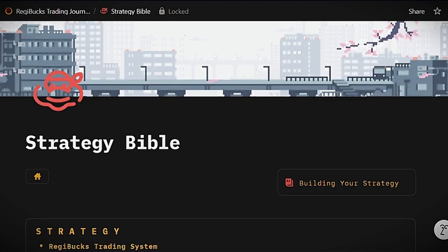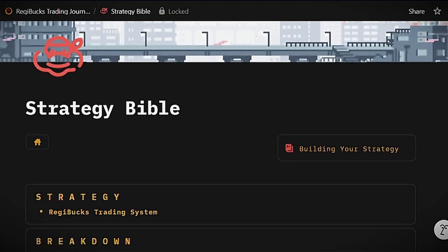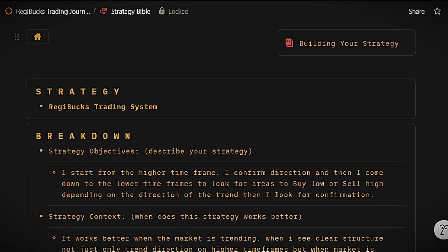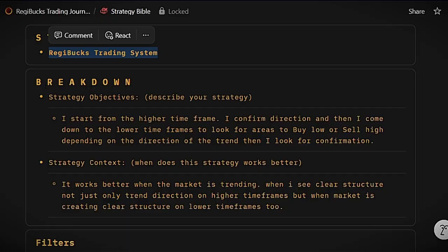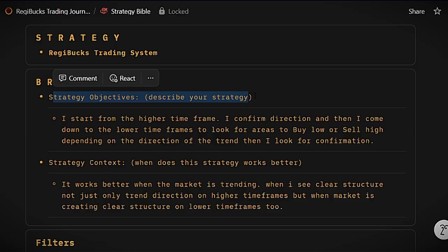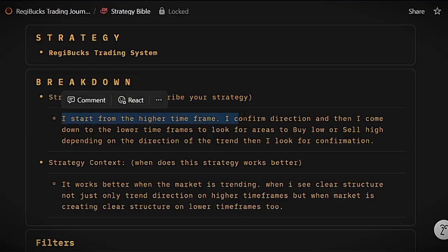So as you can see, this is my strategy Bible, and this is my strategy RegiBucks trading system, and here is the breakdown. That's strategy objectives. I start from the higher time frame, confirm the direction, and then come down to the lower time frames to look for areas to buy low or sell high. Depending on the direction of the trend, I then look for confirmation.